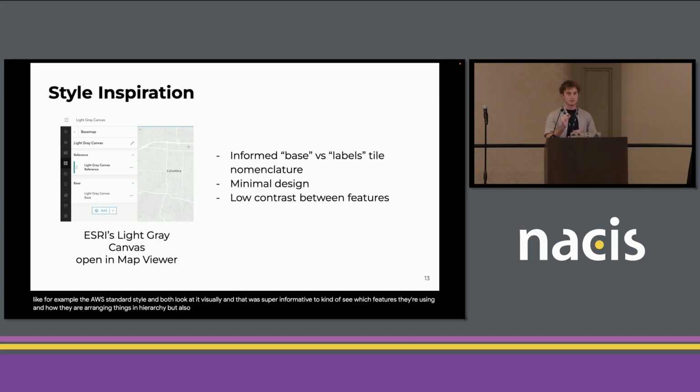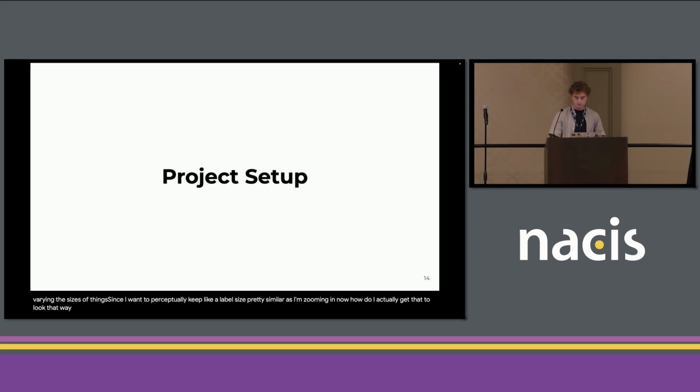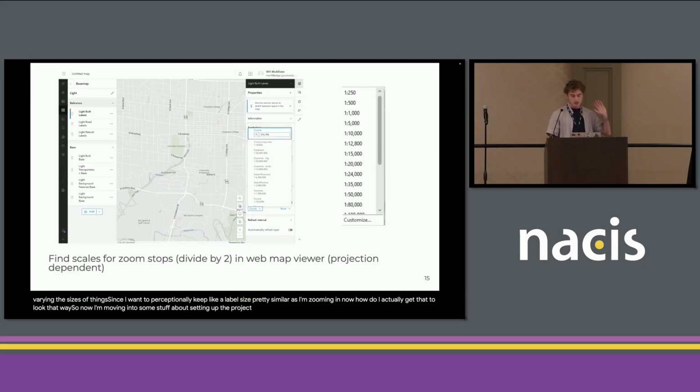But also, you can go and look at their expressions and the JSON expression to see how they're varying the sizes of things. Since I want to perceptually keep a label size pretty similar as I'm zooming in and out, how do I actually get that to look that way? So now I'll move into some stuff about setting up the project.